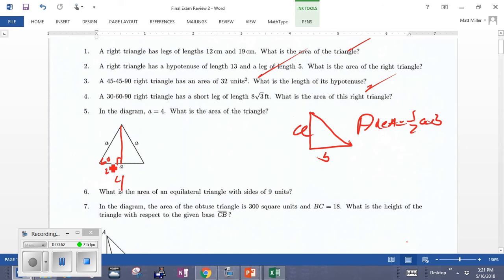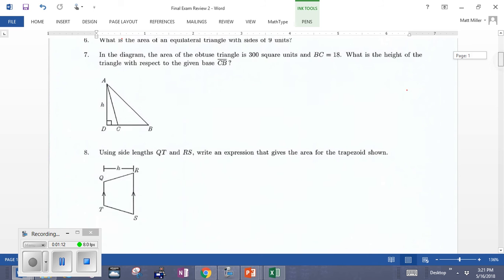So this length is now 2, this is 2 root 3, so the area of the entire equilateral triangle is 1/2 of the height, which is 2 root 3, times the base, which was 4. Okay, so multiply that out. Okay, and the next one is done the same. All right, let's look at a couple more of these.